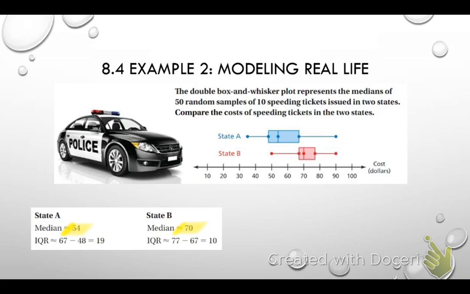You've got to be able to read the problem and figure out, and it tells you. So which state would you rather get pulled over in? State B. I mean A. Yeah, state A. All right, so answer the question. Compare the cost of the speeding tickets in the two states. Compare the cost. There's a lot of different things you could say, right? Speeding tickets cost on average more in which state? B. State B tickets cost more.